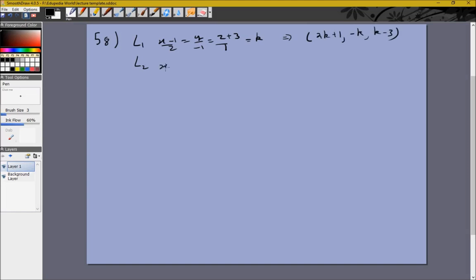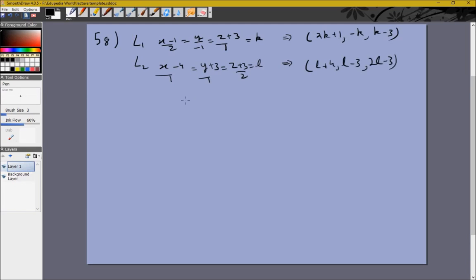The second line is (x minus 4) by 1 is equal to (y plus 3) by 1 is equal to (z plus 3) by 2 is equal to L, let's say, which means that the points are L plus 4, L minus 3, 2L minus 3. So these are the 2 points.